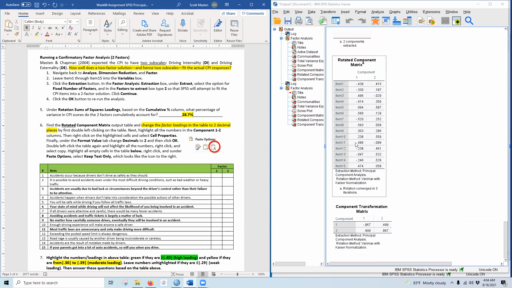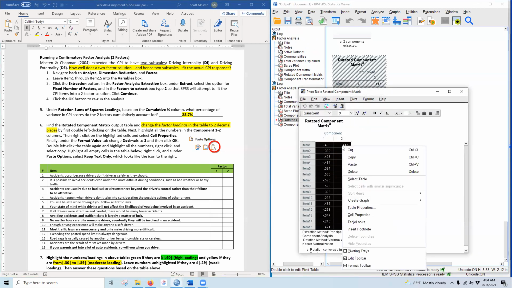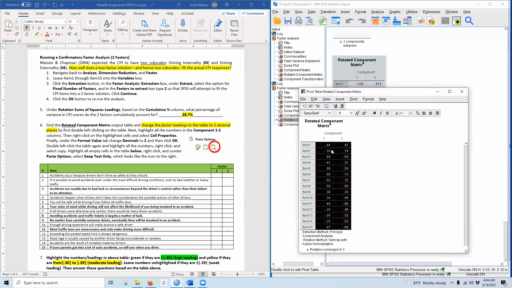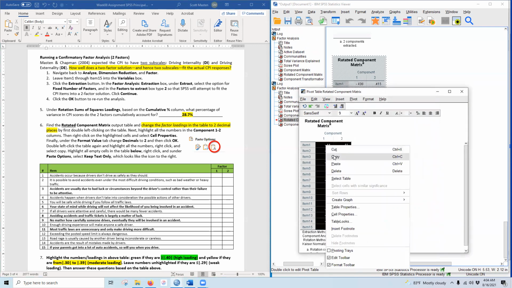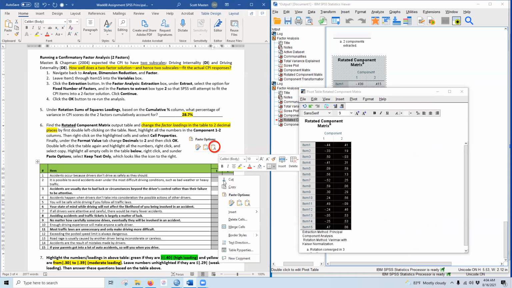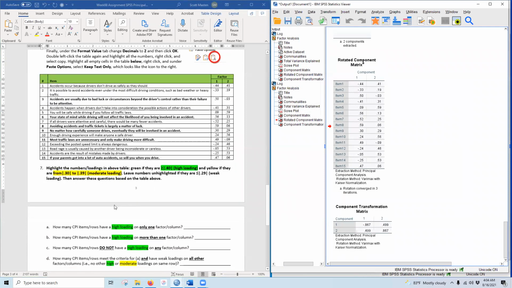So let's go ahead and find our rotated component matrix. That is this one right here. We have to change the factor loadings in the table to 2 decimal places. To do that, we double click it, highlight all the numbers, right click, go to cell properties, change decimals to 2, click apply, okay. And then we copy it, and over here we're going to paste it. Paste this one, which keeps only the text. All right, looking good, paste them in there.